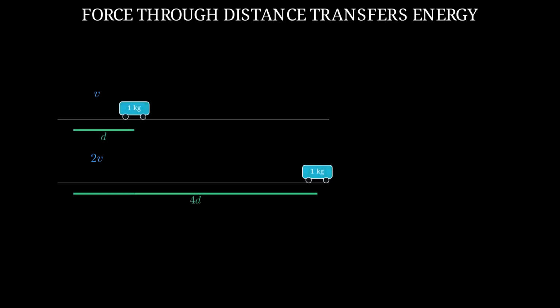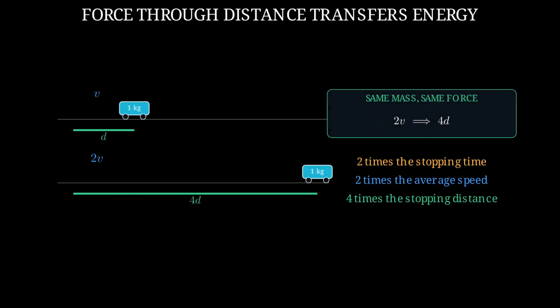Now compare identical carts under the same constant opposing force. One begins at 1 meter per second, and the other begins at 2 meters per second. The faster cart takes twice as long to stop. During the stop, it also has twice the average speed. It therefore moves through 4 times the distance while the same force acts.